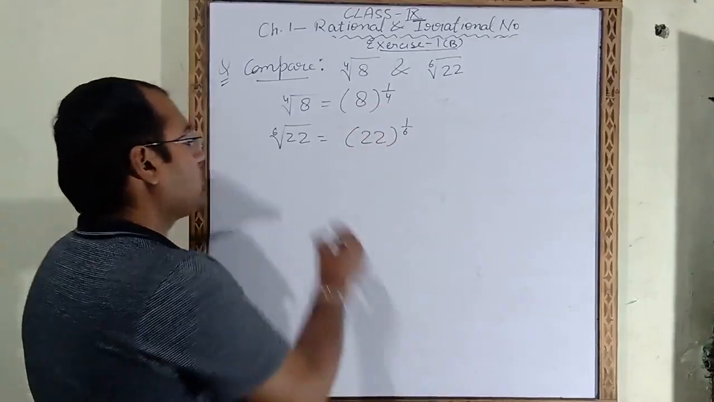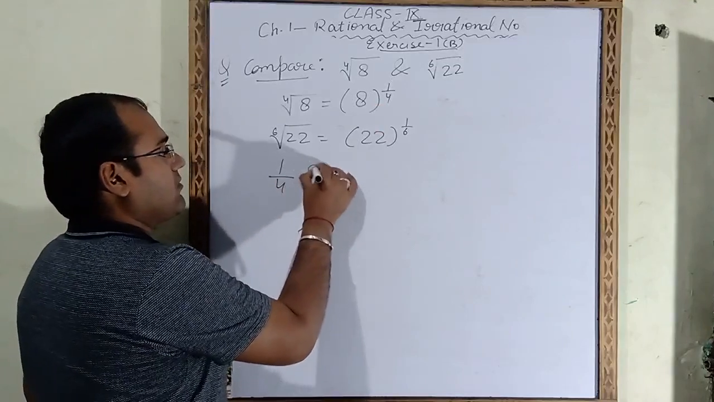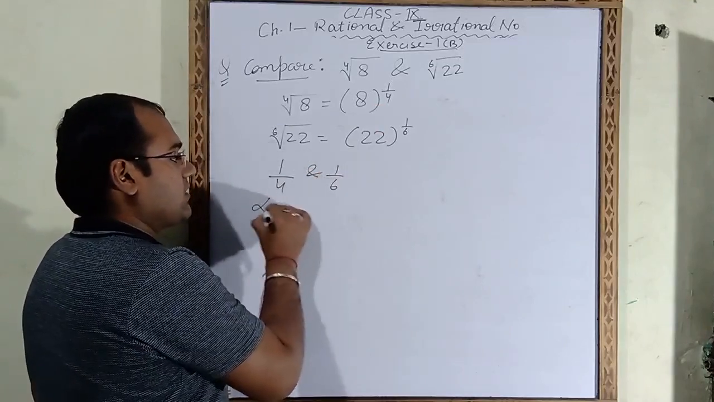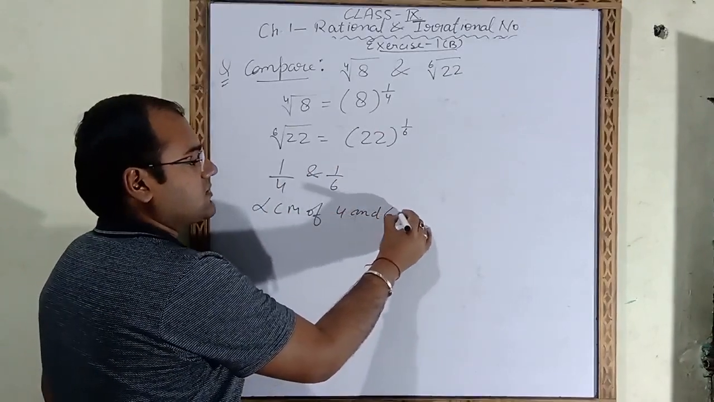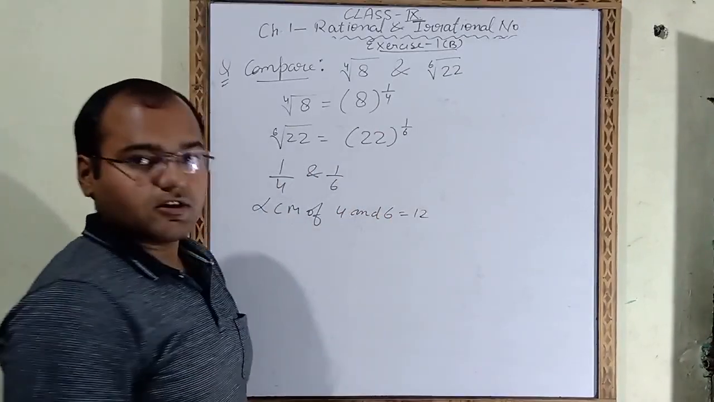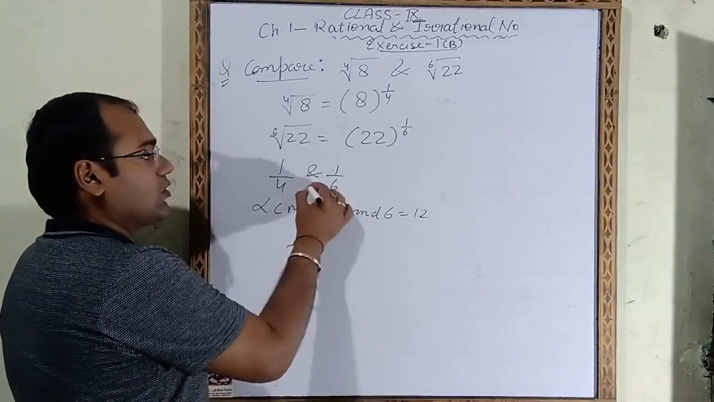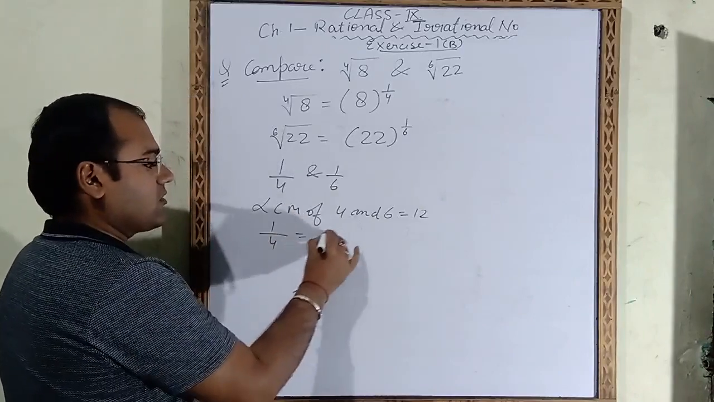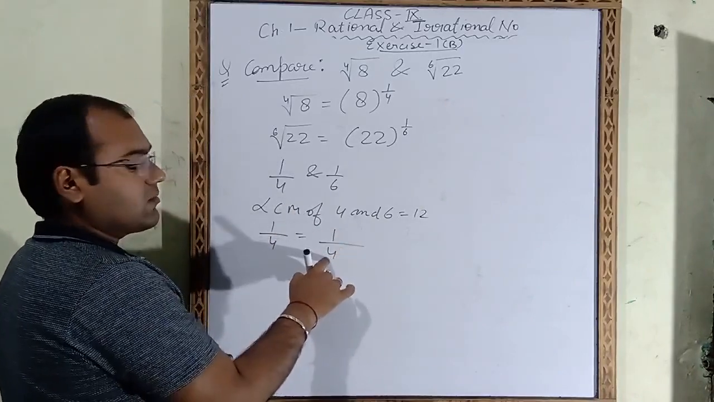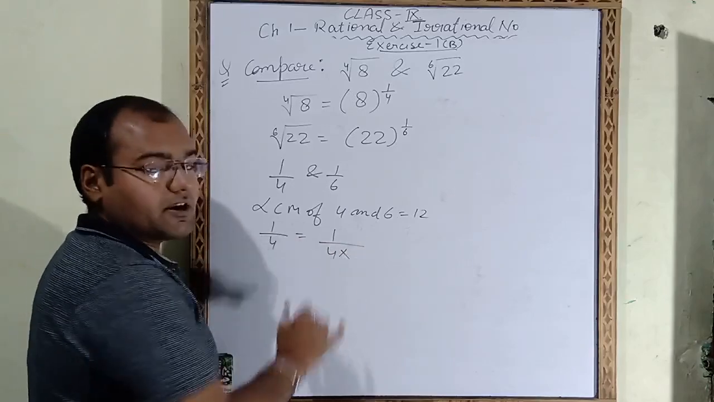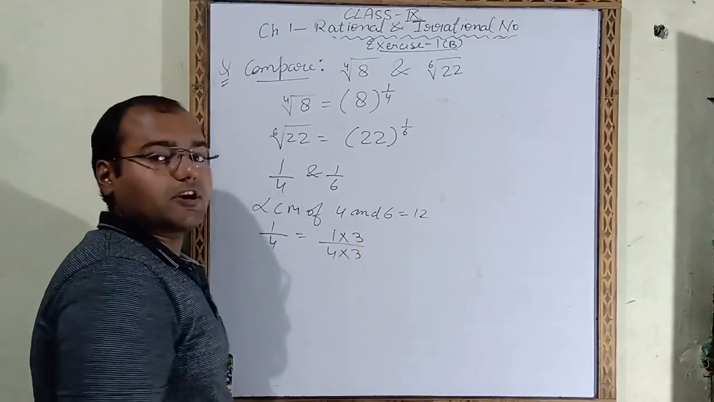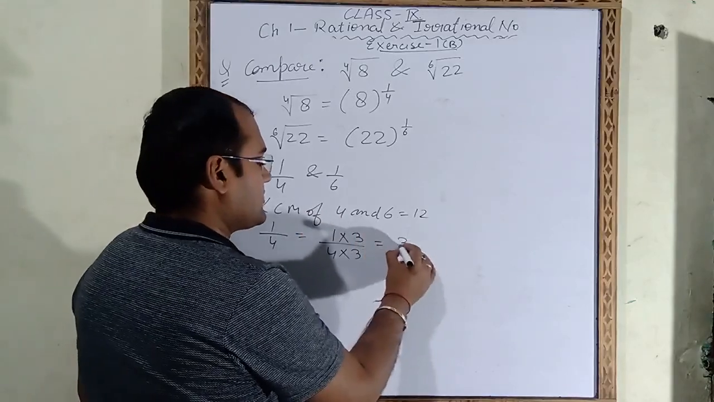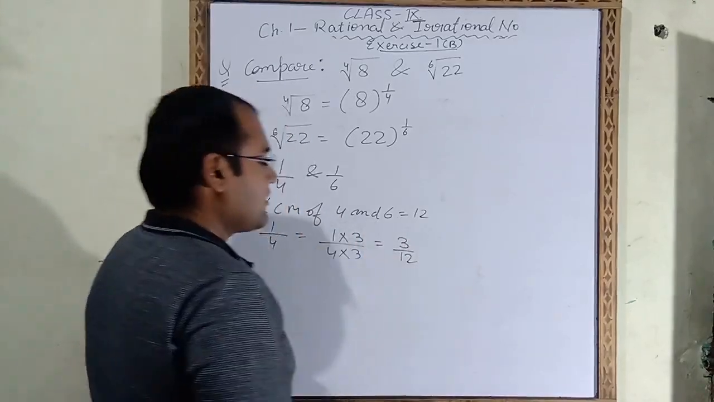So what will we do? We will take these two numbers, 1 upon 4 and 1 upon 6, and take the LCM of 4 and 6. What is the LCM of 4 and 6? 12. Both the numbers we will make 12. 1 upon 4: in order to make the denominator 12, we have to multiply it with 3. That means in the numerator also you have to multiply with 3. So the answer is 3 upon 12.